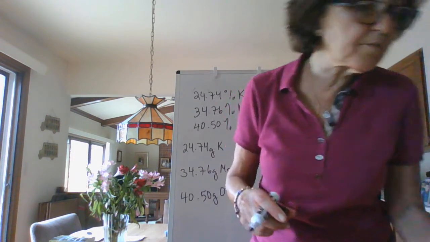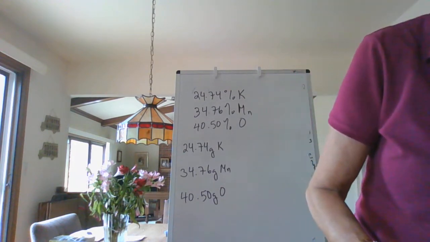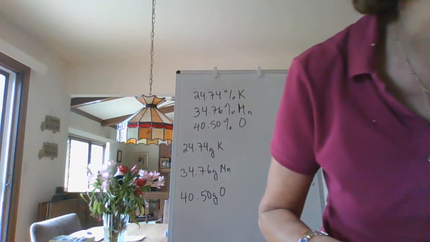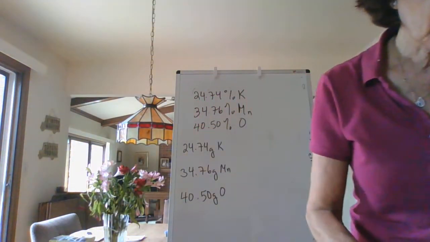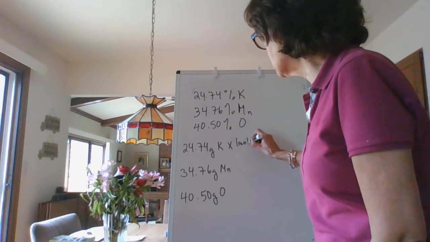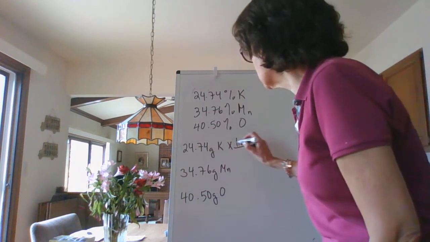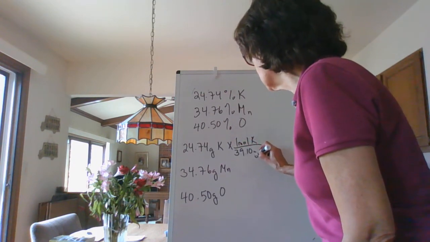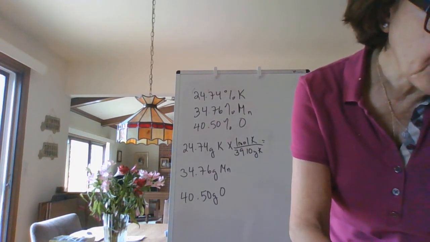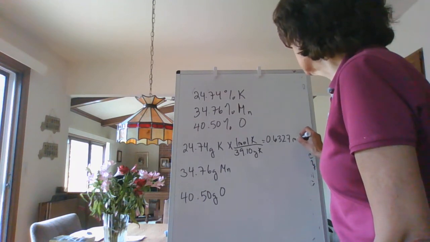So we need to look up the molar mass of each one of these things. I've got oxygen memorized. I don't have manganese and potassium memorized. Where's my periodic table? Okay, here it is. I found it. Have it always with you. All right, so we're going to start off with our potassium. We're going to say 1 mole of potassium, and we look it up, and it is 39.10 grams of potassium. I'm going to stay with 4 sig figs since that's what they gave us. I do the math: 24.74 divided by 39.10 is 0.6327 moles of potassium.